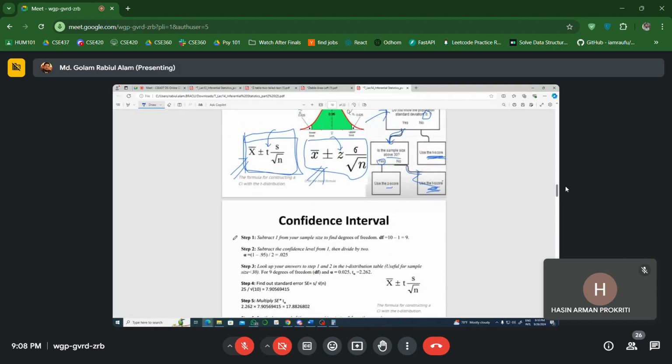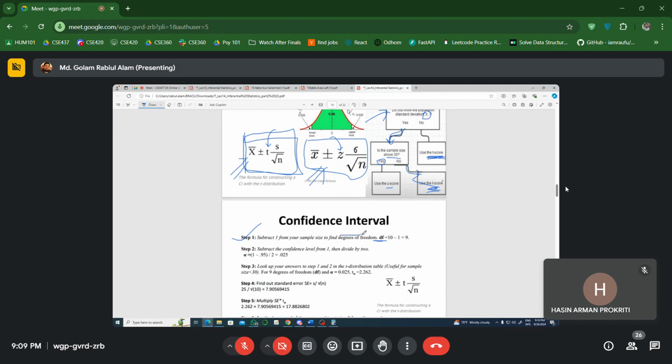And at first, for the t-score, we have to subtract 1 from the sample size to find out the degree of freedom. The degree of freedom in this case is 10 minus 1.